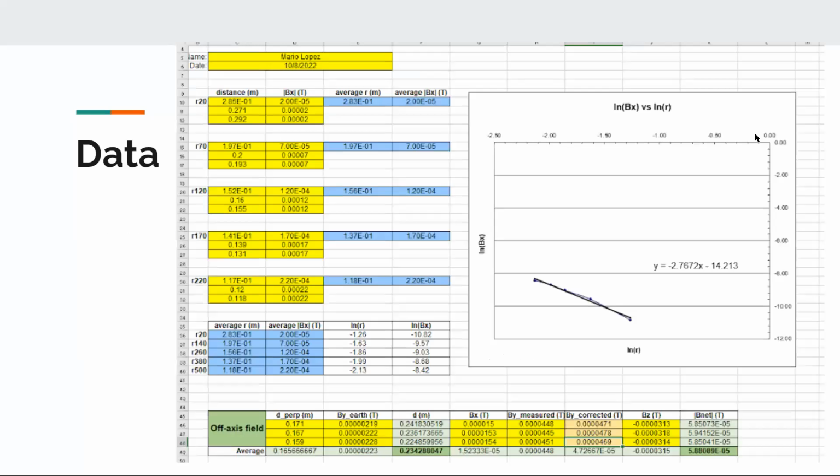So the data collected here is pretty simple. We conducted 5 different trials right here and measured the distance and the total magnetic field of each of these trials. And all Excel did was find the average distance and average magnetic field using the natural logs and such. And this is what the chart over here demonstrates. After this, we performed the off-axis field trials, which is measuring the magnetic field at an off-axis of 45 degrees. And we have all of our data down here.